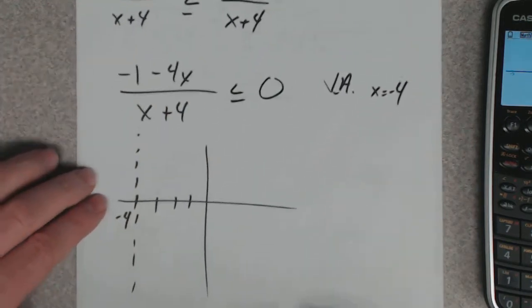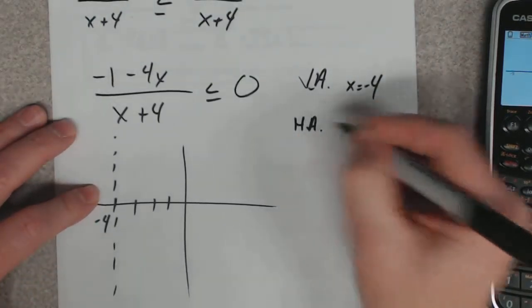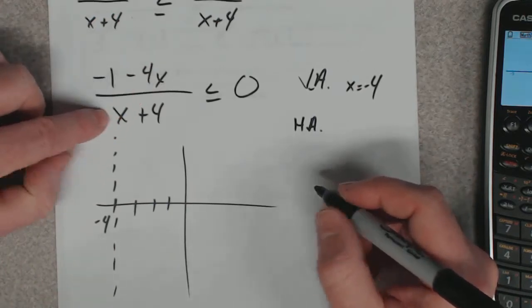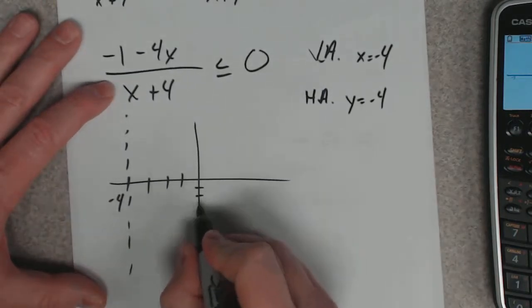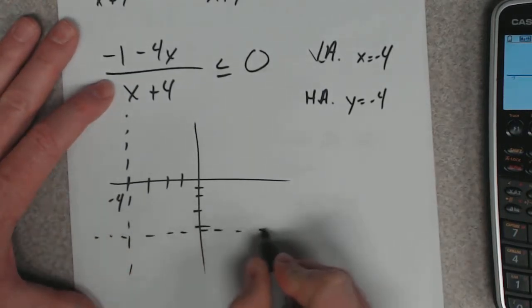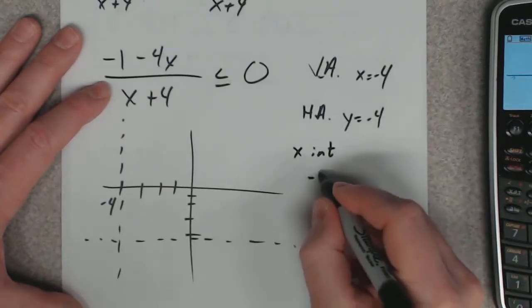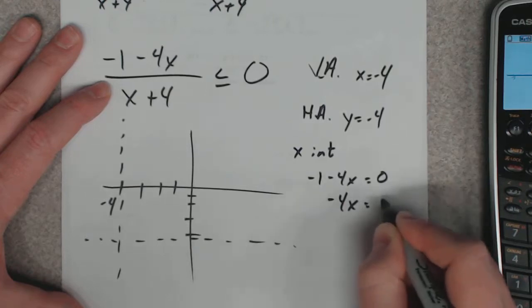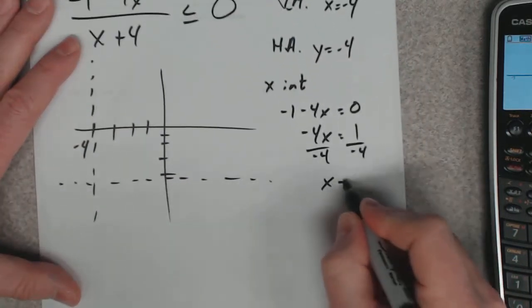All right, so we got that -4. Our horizontal asymptote: well, the degrees are the same, so we take -4 divided by 1. Y equals -4. -4 is here. X-intercepts: you set your top equal to 0. I get -1/4.